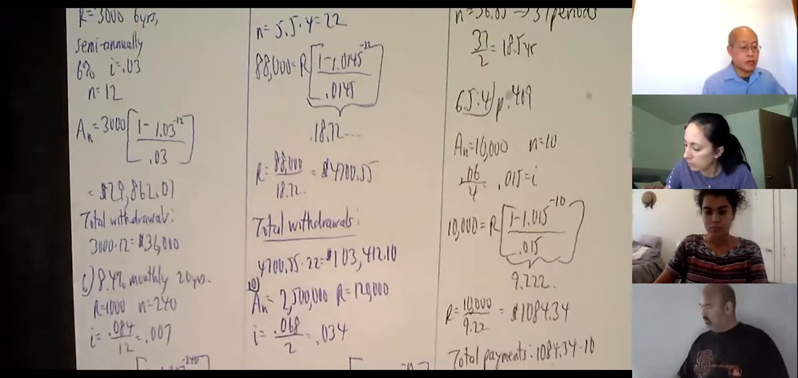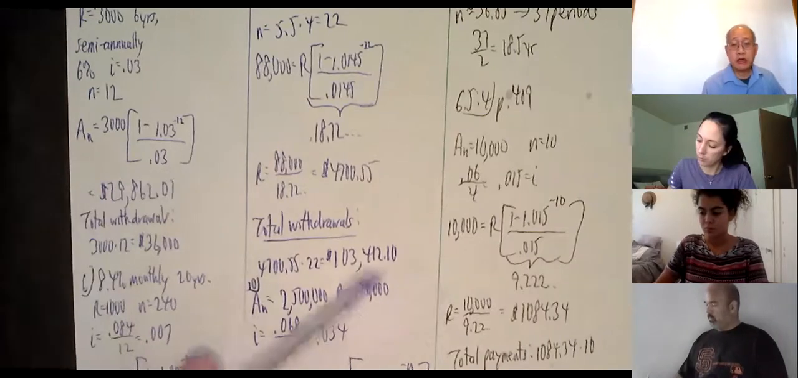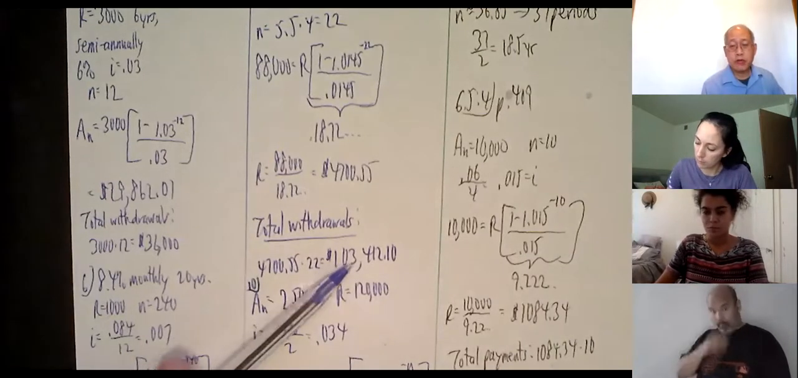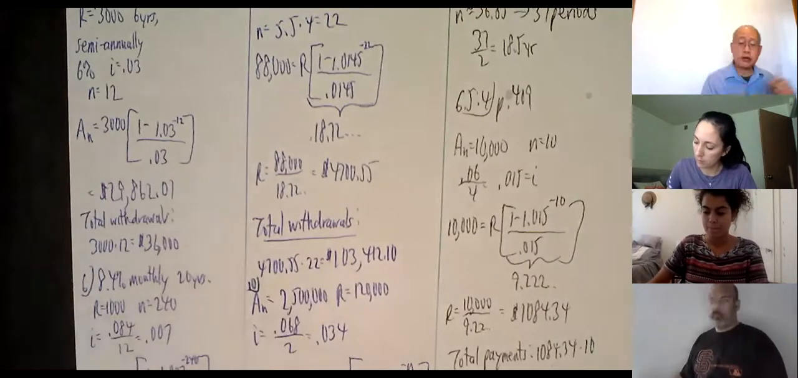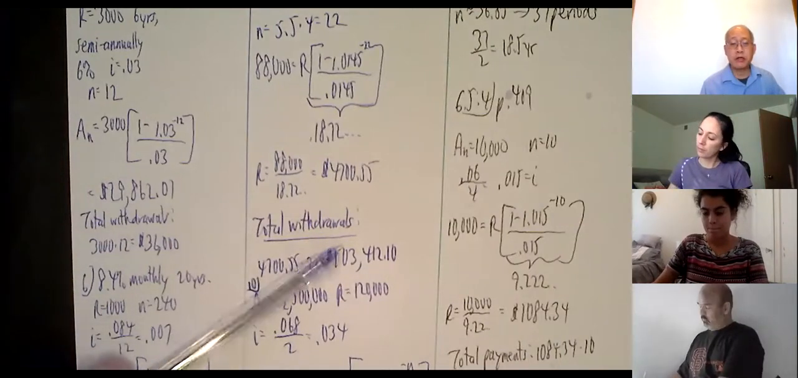So what did I start off with? 88,000. How much could I withdraw? Much more, 103 thousand whatever. That's because you're earning interest as this thing goes along, right? So that's the power of compound interest.